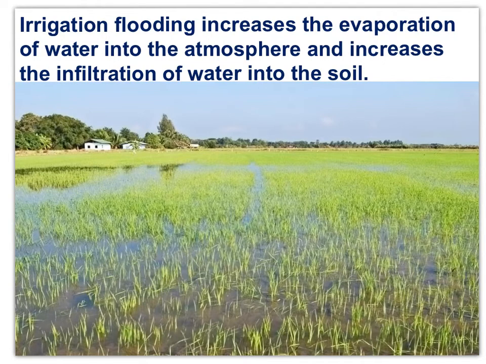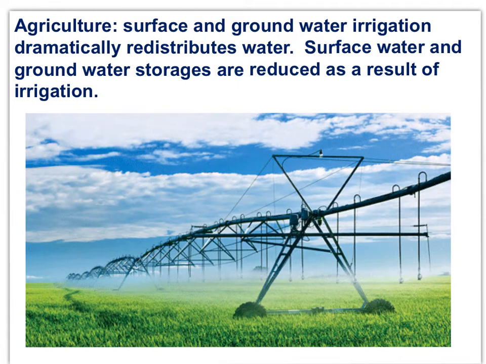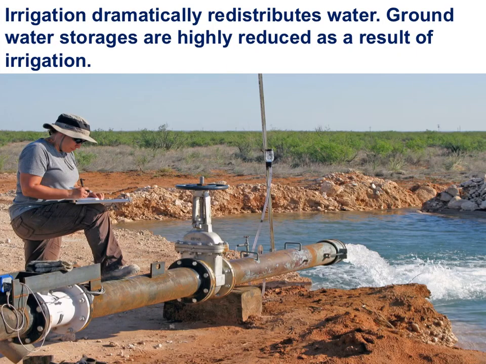Irrigation flooding increases the evaporation of water into the atmosphere and increases the infiltration of water into the soil. In agriculture, surface and groundwater irrigation dramatically redistributes water. Surface and groundwater storages are highly reduced as a result of irrigation, and a lot of what was once groundwater now evaporates into the atmosphere.